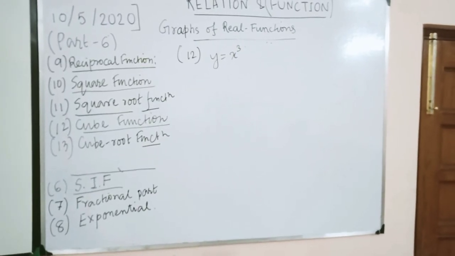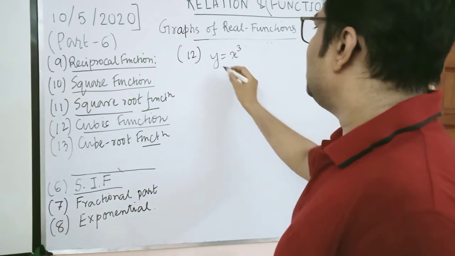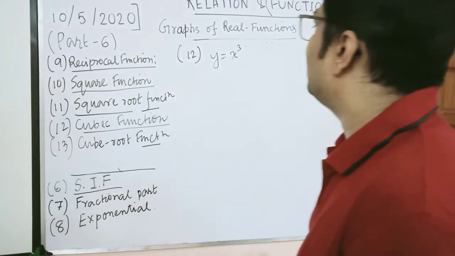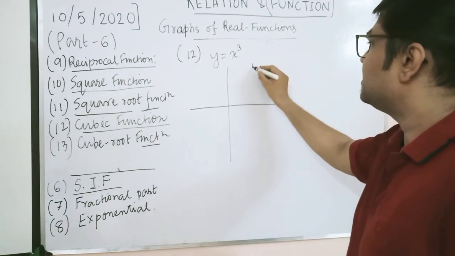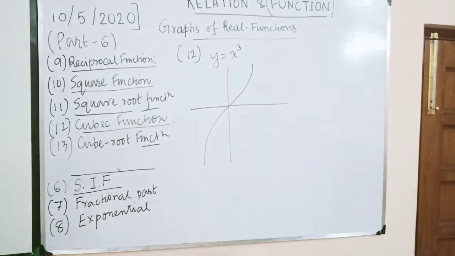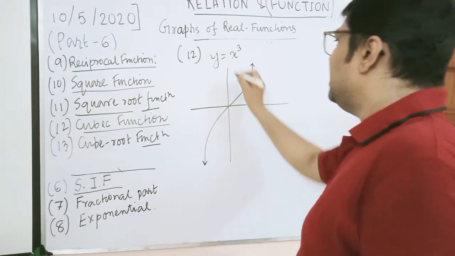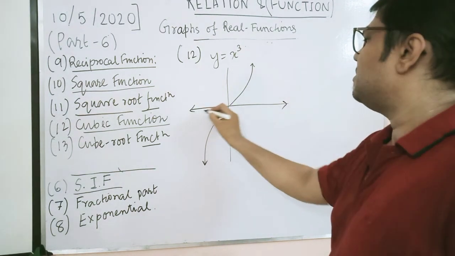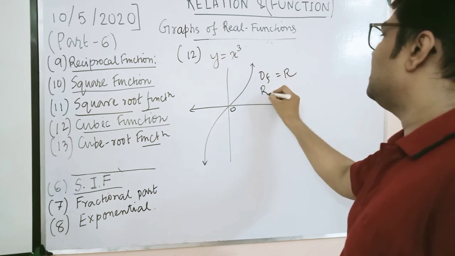Next we see the cubic function, or the cube function. Here y equals x cube. So write cubic function. It will be a graph like this. It's not a problem. If you put minus, it will give you minus. If you put minus 2, it will give you minus 8. So basically all possible numbers including 0. It's very simple. The domain is R also and the range is R also.